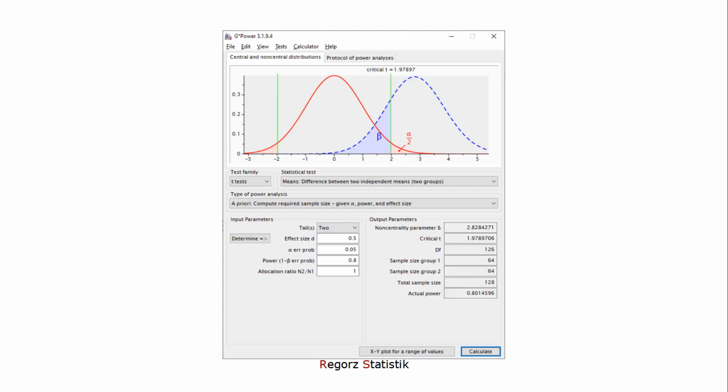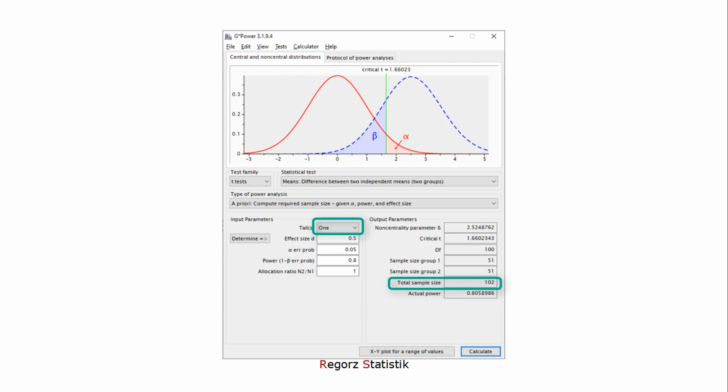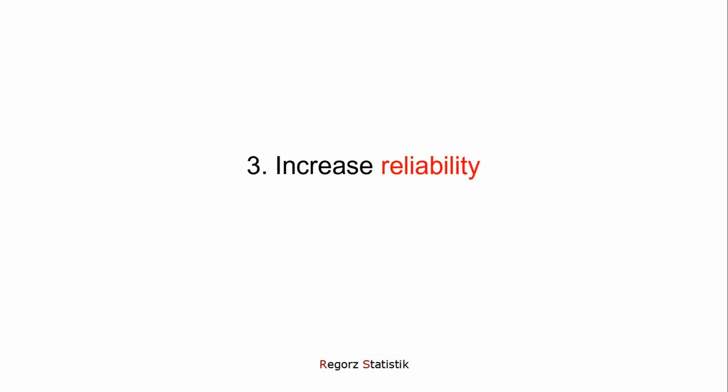Here I show you an example with a t-test for independent samples using G-Power, the power calculation software. For a two-tailed test with certain other parameters, I need 128. For the same parameters with a one-tailed test, I only need a sample size of 102 to get to the same power. The next very important strategy is increasing the reliability of your measurement instruments.